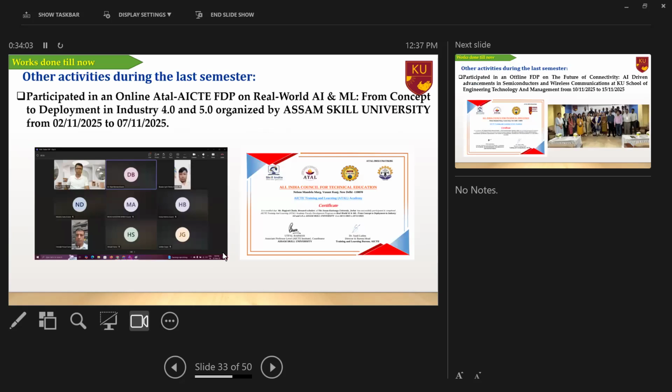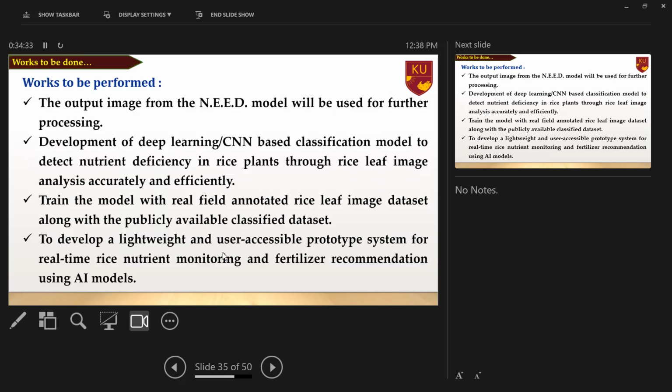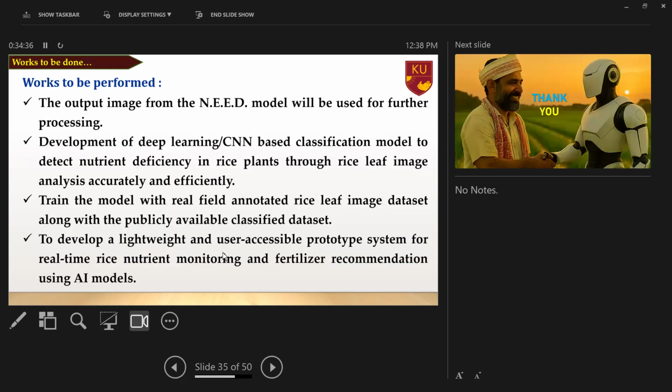Other activities: during the last semester I participated in an online AICTE FDP on real-world AI and ML, organized by Assam Skill University in the month of November, and another FDP organized by Kaziranga University, which was offline, in the same month, from 10th of November to 15th of November. So these are the works that I have performed, and these are the works to be performed.